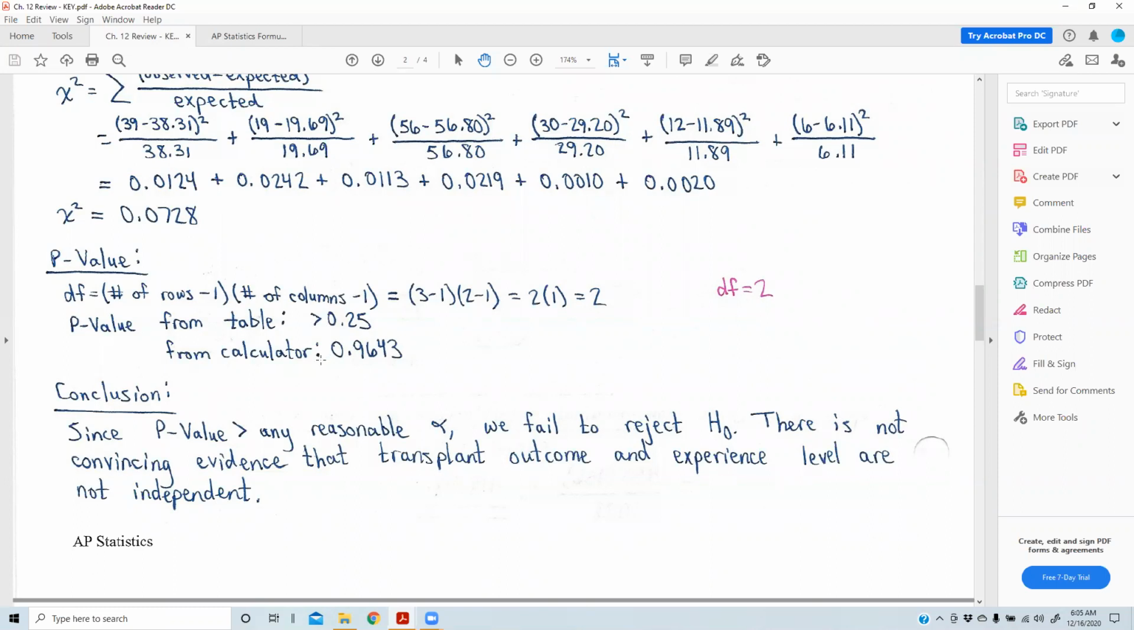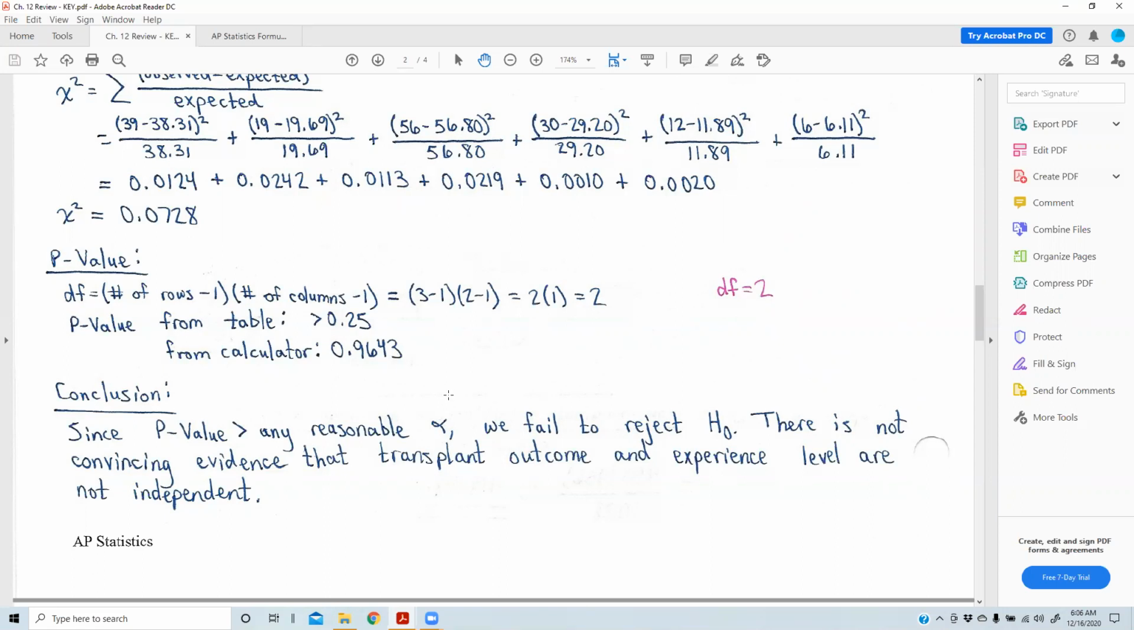If I type this in the calculator, and on this computer that I'm on, I can't show y'all, but it's second, vars, and then you go down to option 8. The lower bound is the chi-squared statistic itself, so 0.0728. Upper bound is just a big number, and then your degrees of freedom. Put that in, you'll get a p-value of 0.9643.